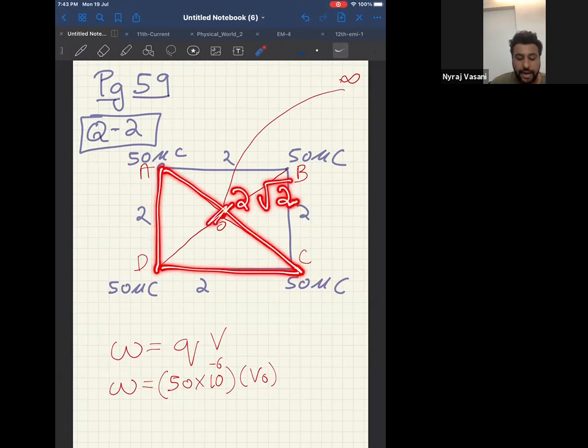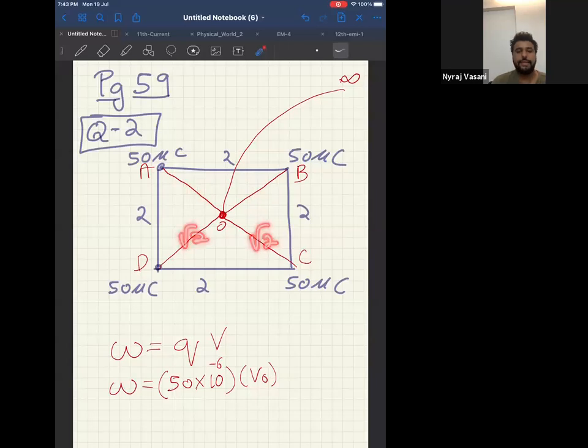But now I want only half the length. Therefore, can I say I have to divide this also by 2? Therefore, can I say 2 and 2 will cancel? Therefore, can I say this distance is root 2, this distance is root 2. Each distance, can I say, is root 2? Tell me yes or no.